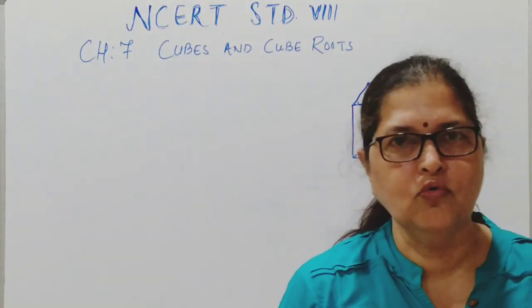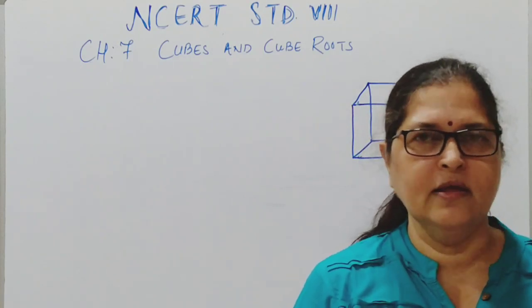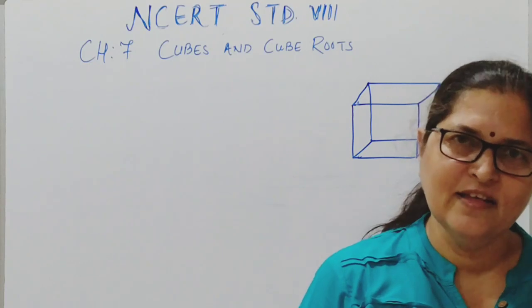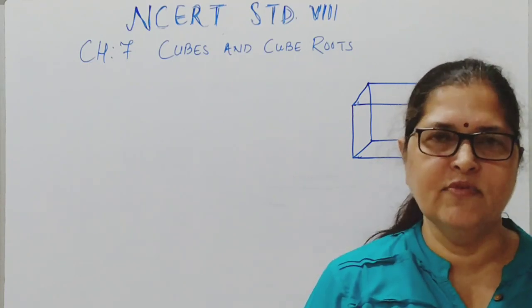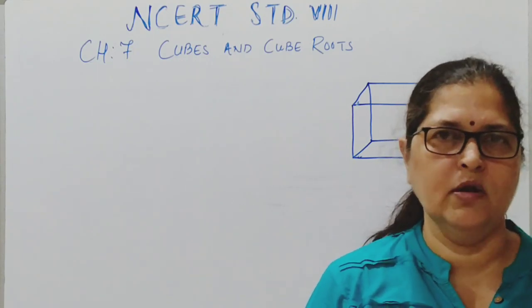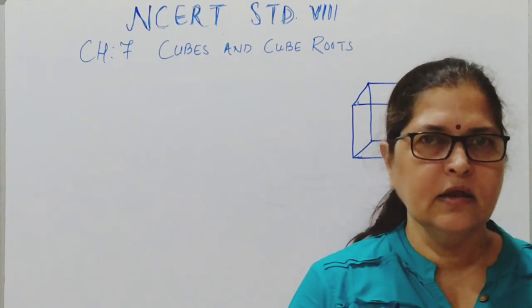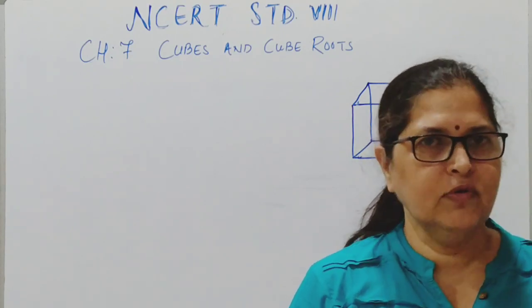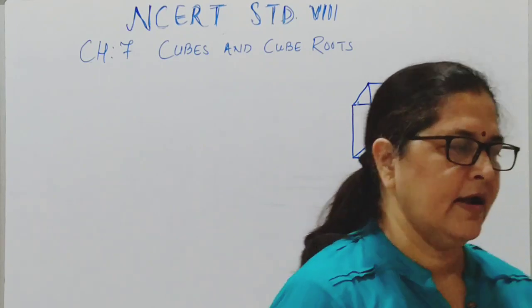So what is a cube? You must have heard the word cube in geometry. A cube is a solid figure or three-dimensional figure in which all the three dimensions, that is length, breadth and height, are equal. If we want to find the size of a cube, we need to find its volume. So what is the volume of a cube? That is side into side into side. So let us start.